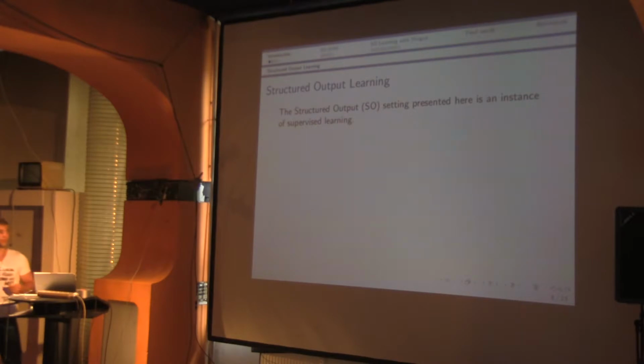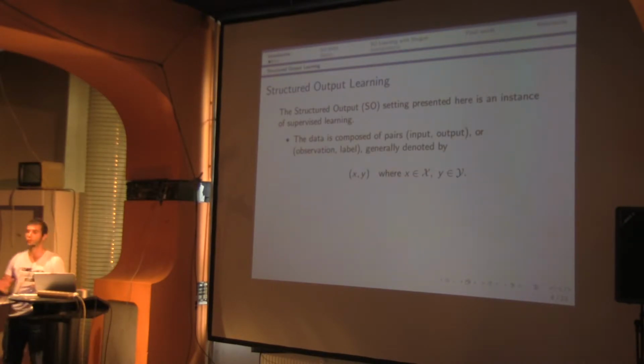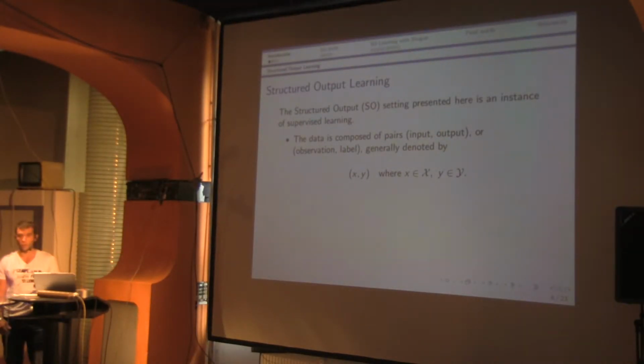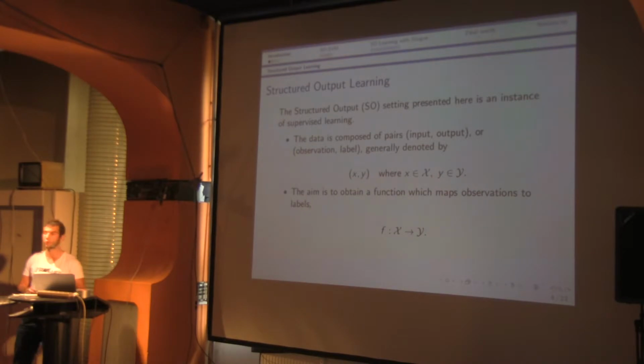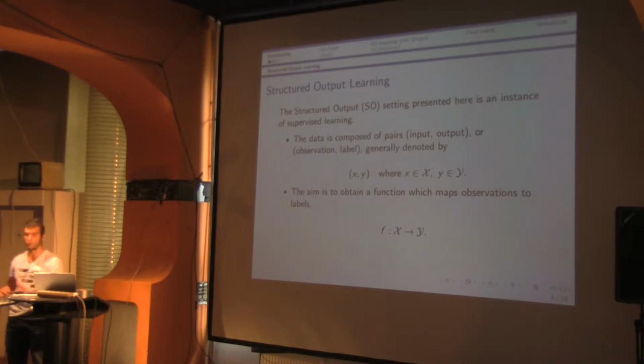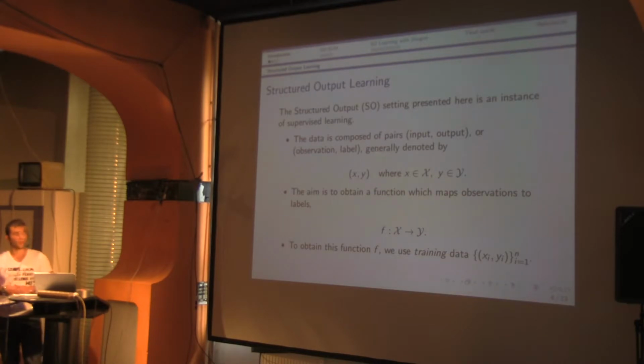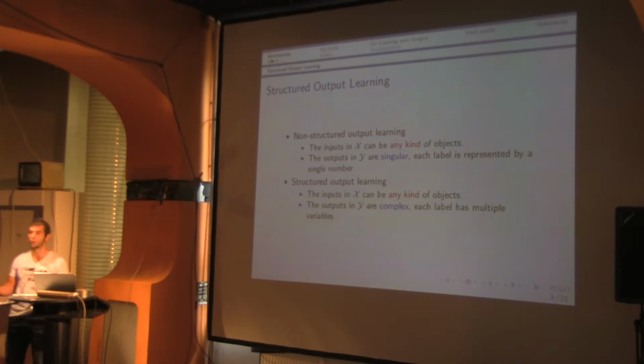Okay, so the structured output learning setting that I'm going to be dealing with here is within supervised learning. So we have here data that is composed of pairs of inputs or observations and outputs or labels. In the slides, I'm going to be denoting with X the observations and with Y the output or labels. And our objective is going to be to obtain a function that, given an observation, is going to map to a label. So given an X, it is going to produce a Y. And in order to estimate this function, we are going to use labeled training data. So this is in general what all supervised learning is about.